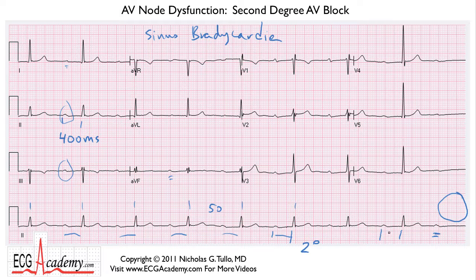Now, the fact that the PR is getting longer tells you that delay is most likely occurring in the AV node. And with prolongation of the PR interval, that allows you to make the diagnosis of type 1. With type 1, what happens is the PR gets longer and longer before the beat finally blocks. Let me give you a more typical example of type 1 second-degree AV block.